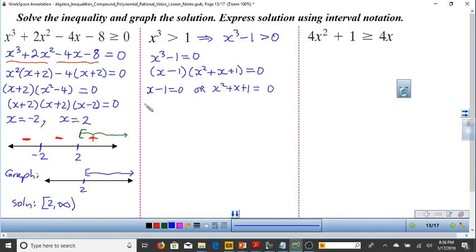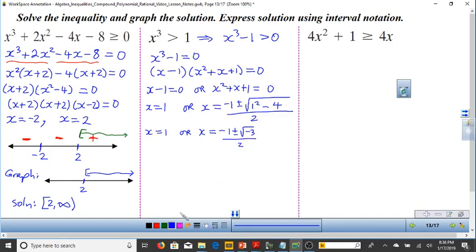This one cannot be factored, so we're going to solve it using the quadratic formula. So the quadratic formula is negative b, so negative 1, plus or minus the square root of b squared, 1 squared, minus 4 times a times c, times 4 times 1, over 2 times a. And what we realize here, when we try to solve it that way, is we get a pair of complex number solutions because we have the square root of a negative, the square root of negative 3. So this is not a real number, and when we're solving inequalities, we need real numbers because we're plotting them on the real number line.